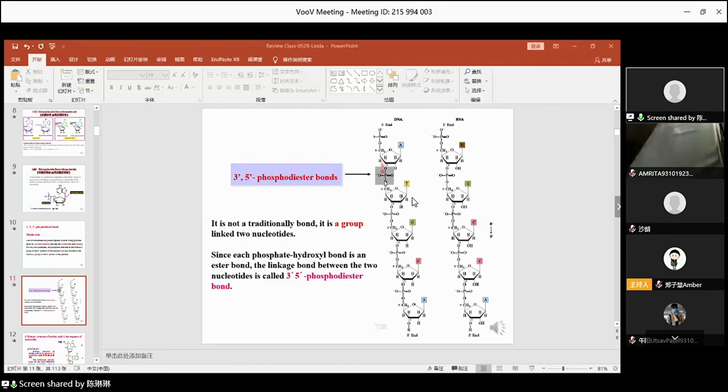Actually, the 3',5'-phosphodiester bond is not a traditional bond. It is a group linked to nucleotides, and we show it in this gray frame. Since each phosphate hydroxyl group forms an ester bond, the linkage between the two nucleotides is called the 3',5'-phosphodiester bond. So you should have a clear view about this bond and other bonds.